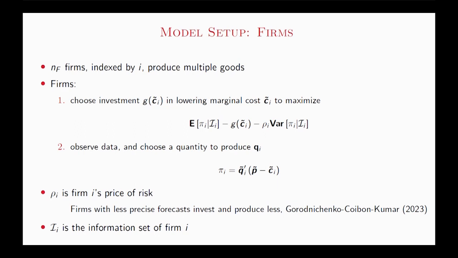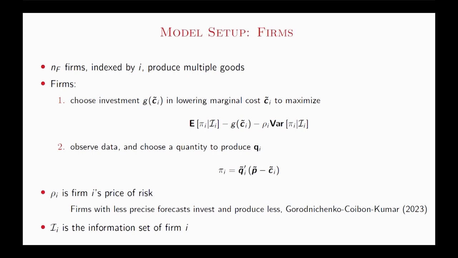And then once you observe the data, you're going to choose a quantity of production to maximize the profits. I'm referring to this paper by Gorodnichenko, Kolesar, and Kumar, who basically shows that firms do react to this uncertainty, both in their investment and their production. So they basically use these forecast information.